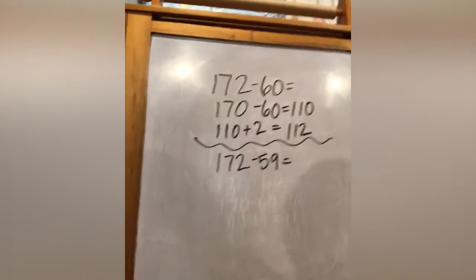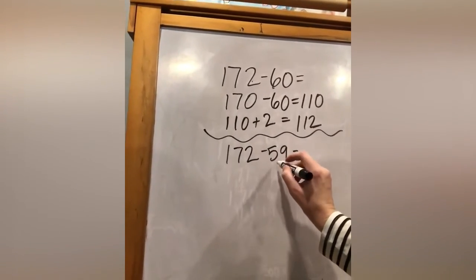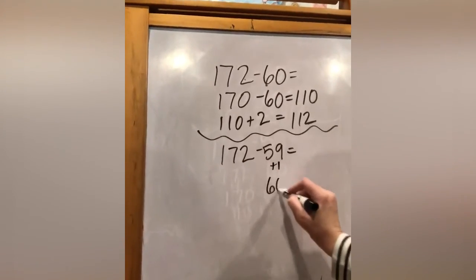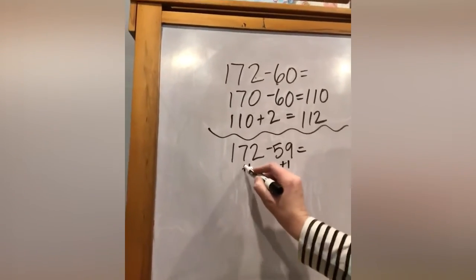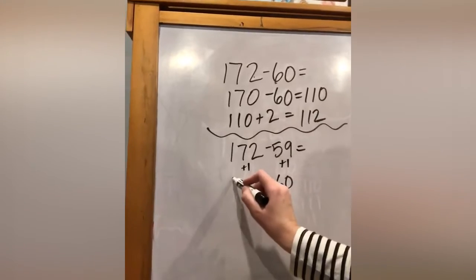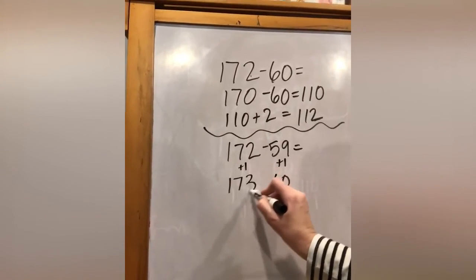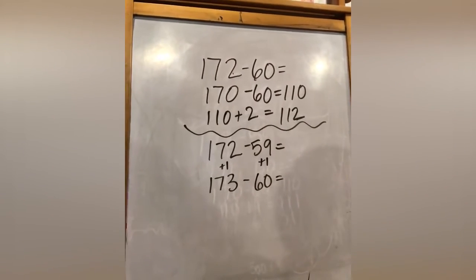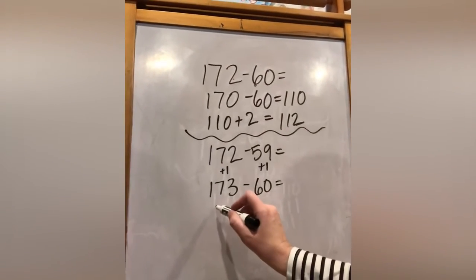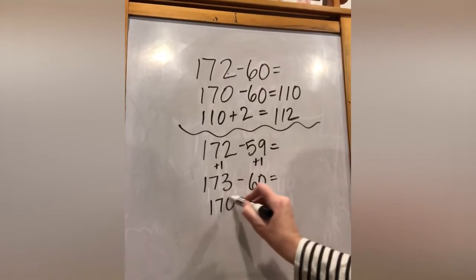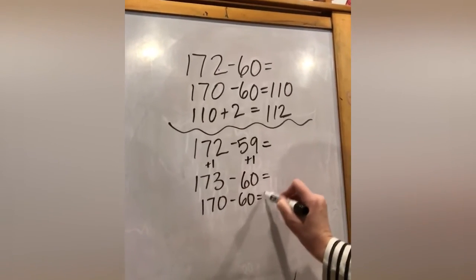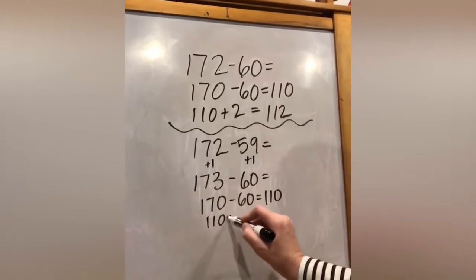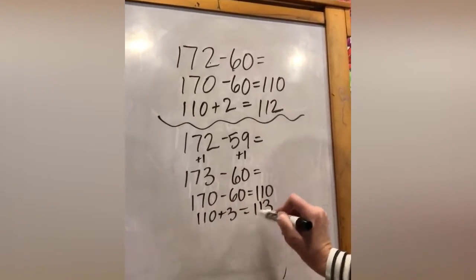I would add 1 to 59, and then I would add 1 to 172. Okay. And then it would be 173 minus 60, which you could just do 170 minus 60 is 110, and then you add 3 more. Okay, so then you have to add those 3 back in. And this time we get 113.